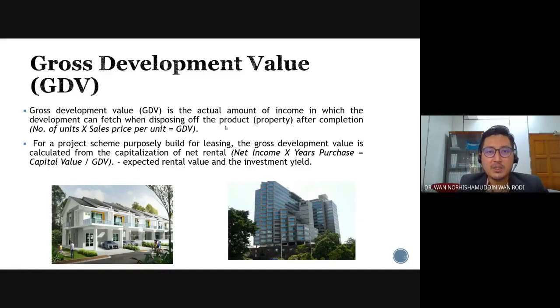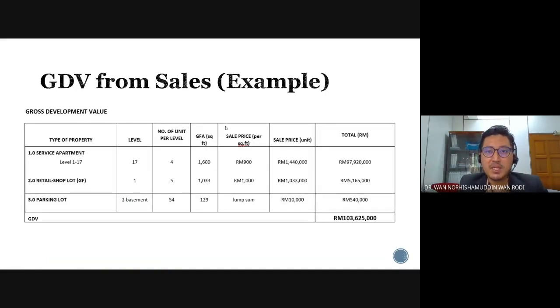So the next slide shows the GDV from sales. So as you can scrutinize here, GDV is the outright sales of the project.